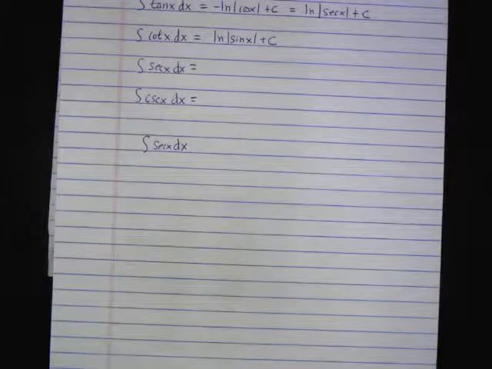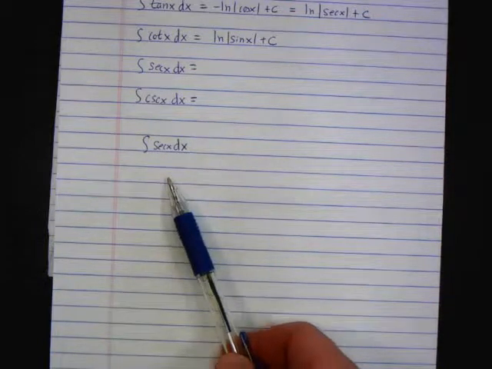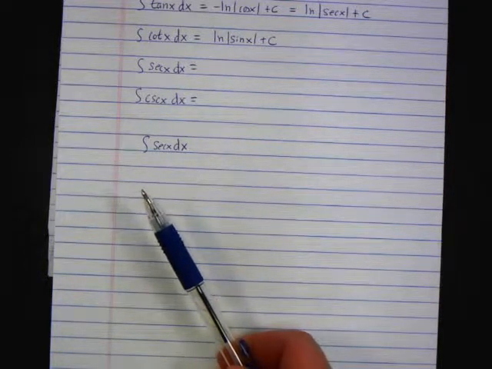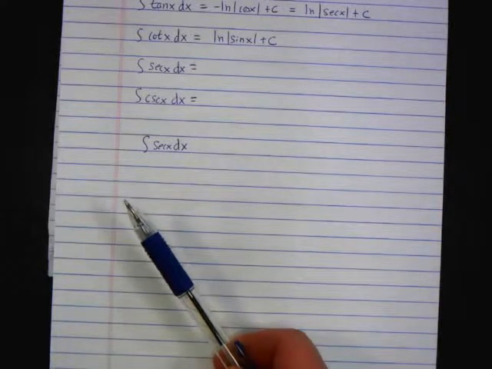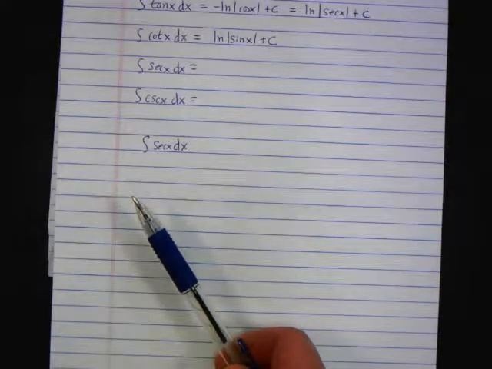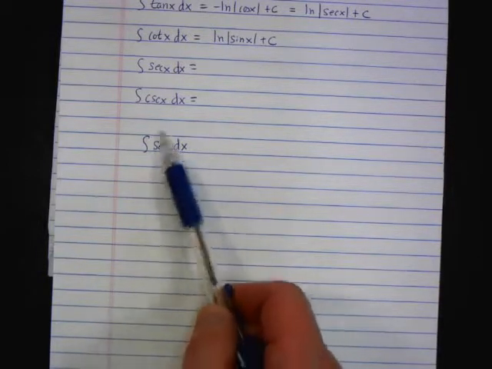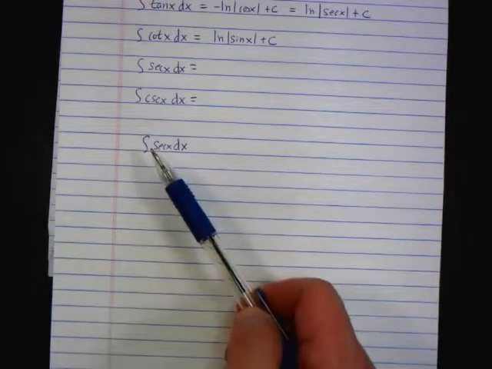Unfortunately for secant, it's not quite that easy. Because I could write secant as 1 over cosine, but then I'd have a problem, wouldn't I? Because u would be cosine, but then when I take the derivative, I'd end up with a negative sign. I don't have a negative sign anywhere to make that substitution, do I?